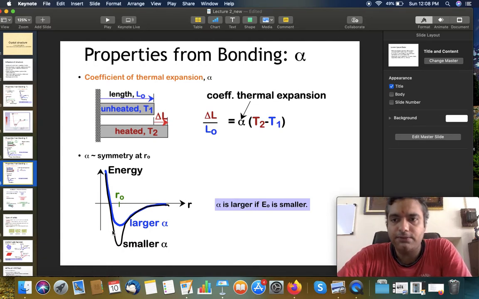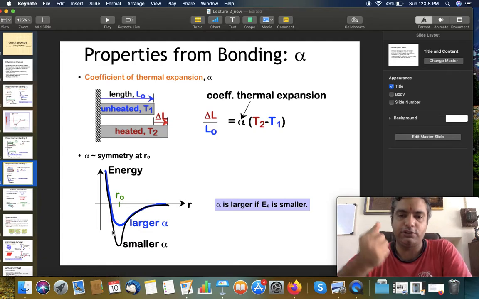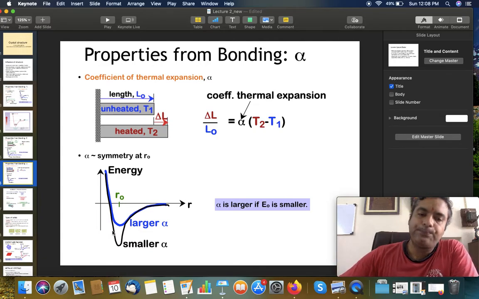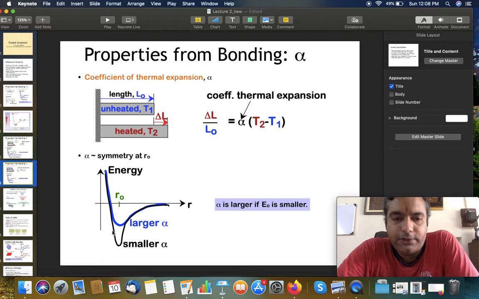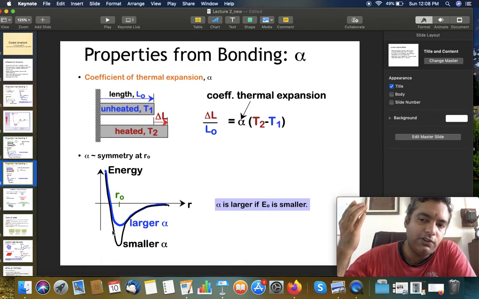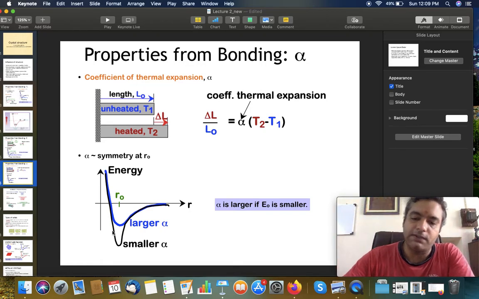However, the coefficient of thermal expansion is inversely proportional to the bond energy. So, when the coefficient of thermal expansion is larger, the bond energy is smaller, and vice versa.